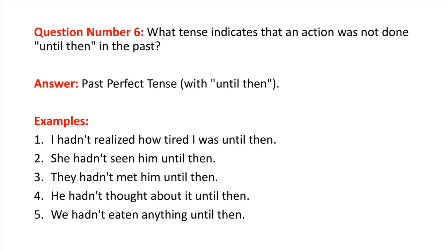Question number 6. What tense indicates that an action was not done until then in the past? Answer: past perfect tense, with until then. Examples: I hadn't realized how tired I was until then. She hadn't seen him until then.